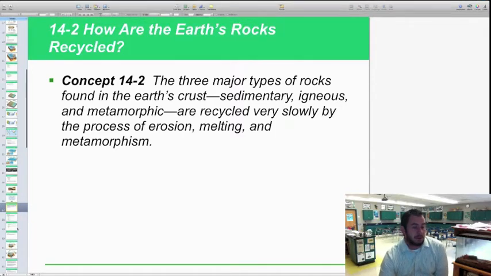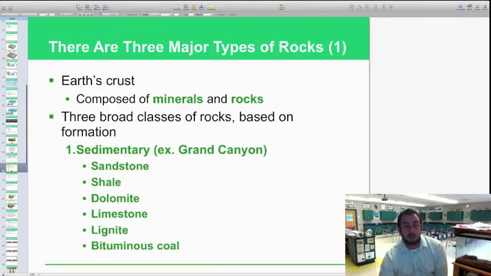Welcome back to section 14-2, which is how are Earth's rocks recycled. This is a type of recycling system here on Earth because the Earth is a closed system. There are three major types of rocks, composed of minerals and rock material. The first one is sedimentary.